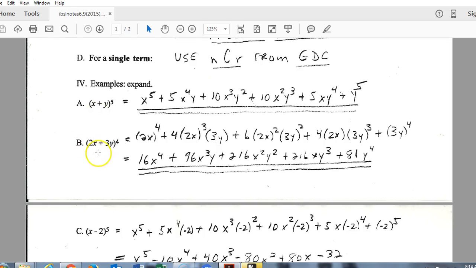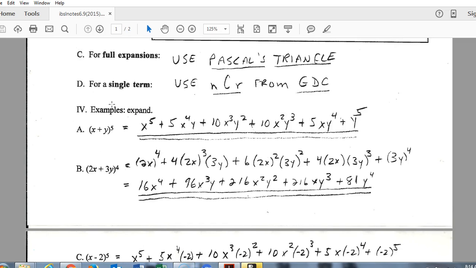Same thing even with something smaller, like x plus y squared. We typically use what we call FOIL to do something like that because that doesn't take that long. But when you get into some of the higher powers, there's got to be a quicker method than just multiplying something by itself that many times. So here's where all this begins.